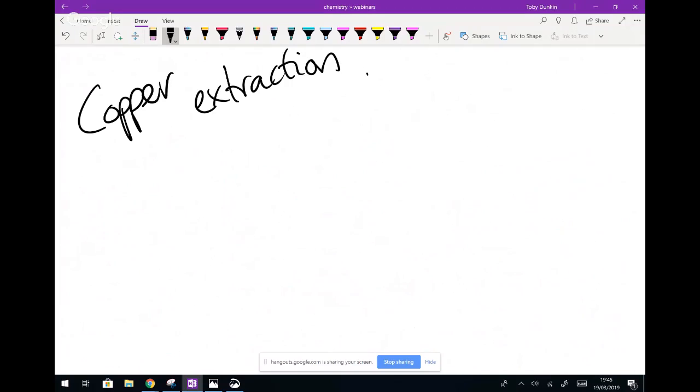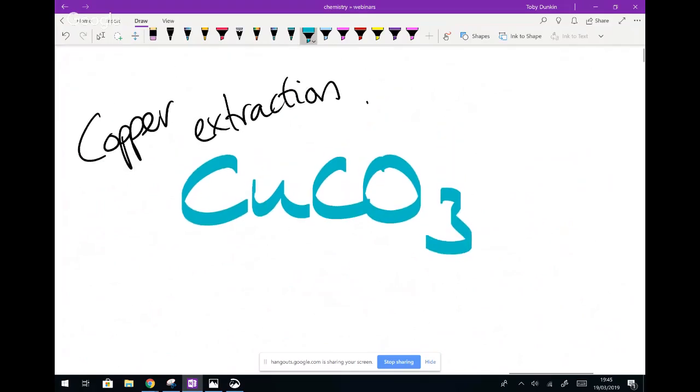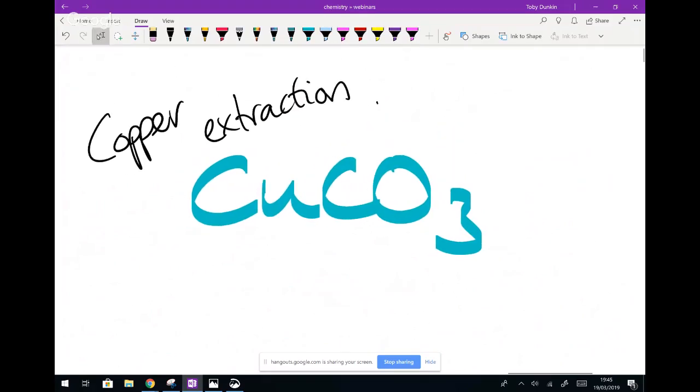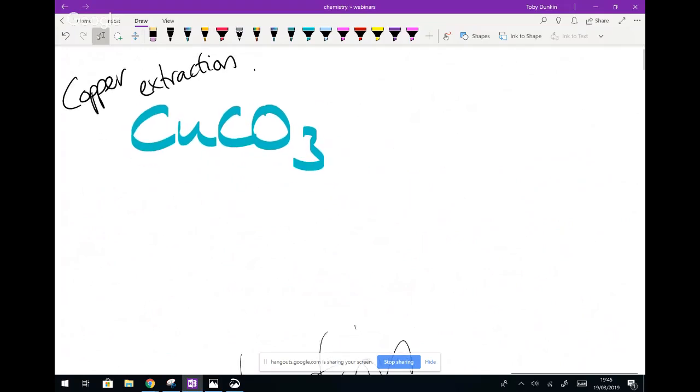Now, copper is found in turquoise copper carbonate. Now, this is getting rarer and rarer, folks. There's actually very little of it left. It's running out every single day. So as it's now started to run out, we've had to change our extraction method.